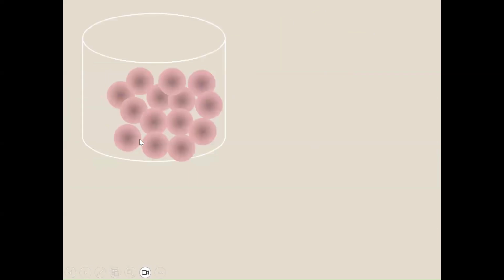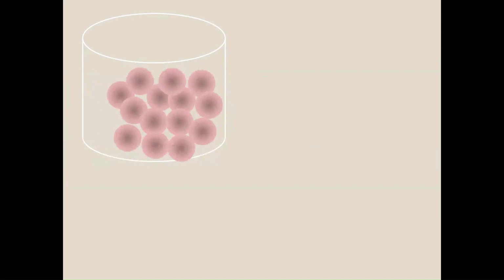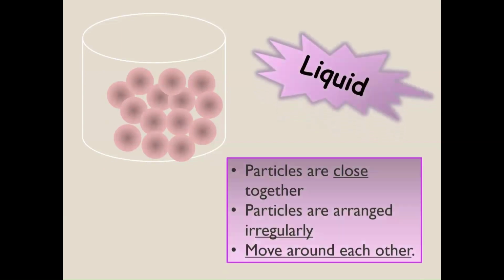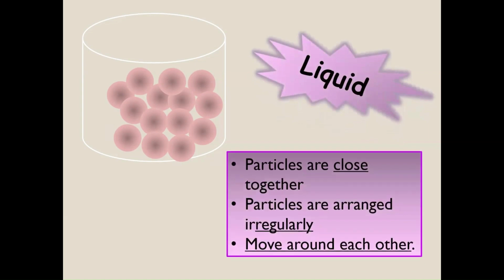Okay. For liquid, they move more freely. The behavior of particles in liquid, as you can see, they move freely. Okay, and they have a larger intermolecular space than that of solid. And they have no definite shape. They move around each other and they are arranged irregularly.